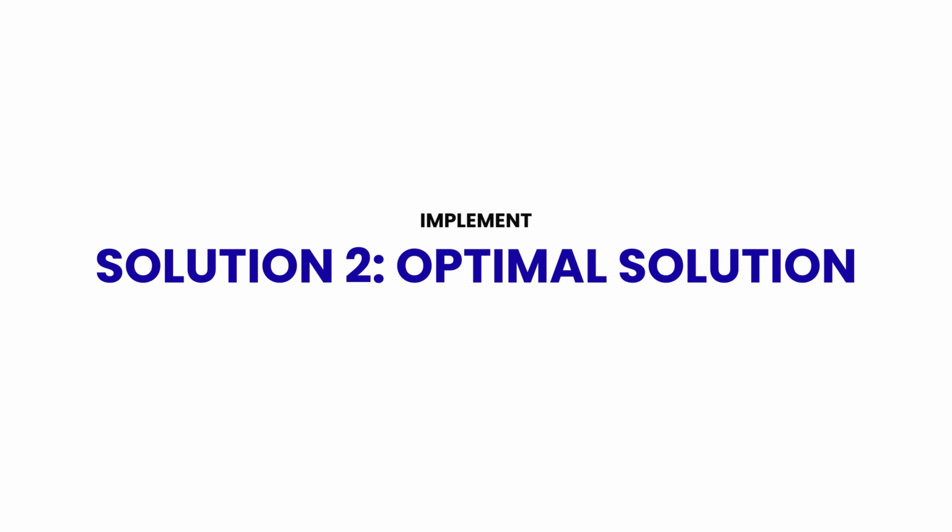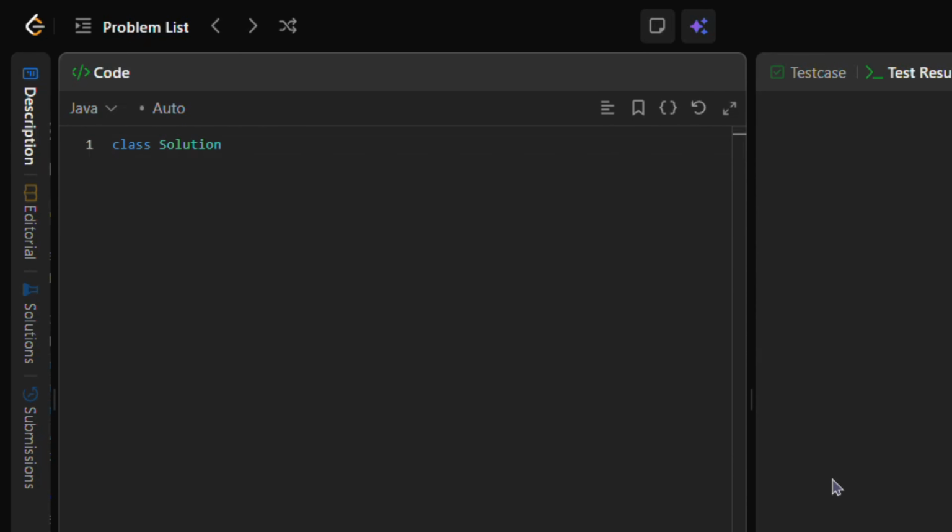Now let's try another implementation approach using Solution 2. We begin by defining the solution class. This is just the container for our method. Then we declare the search method, which takes the rotated sorted array and the target we are trying to find. Next, we create two pointers. L starts at the far left. R starts at the far right.